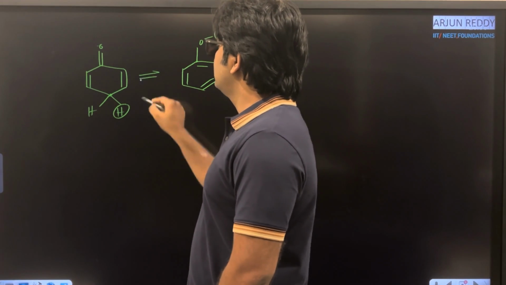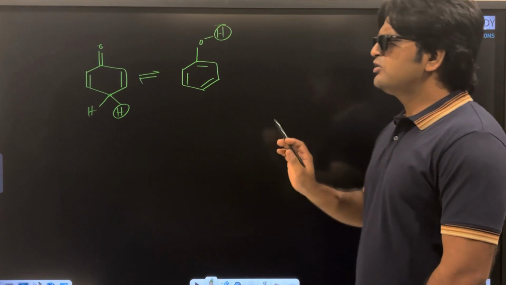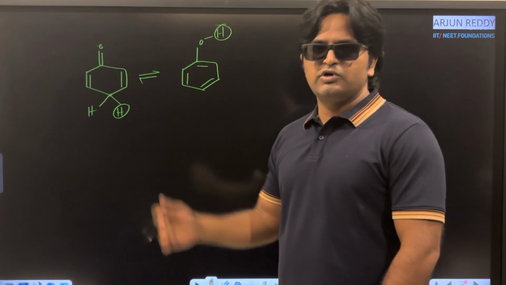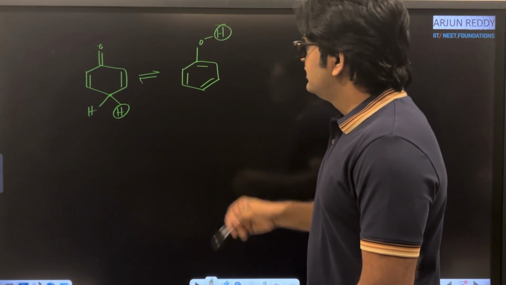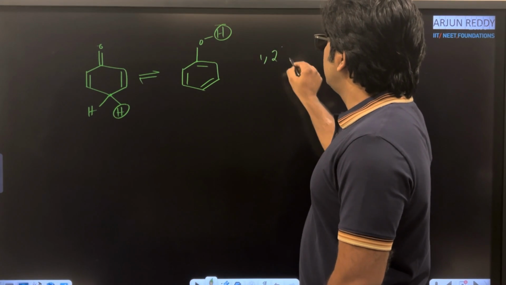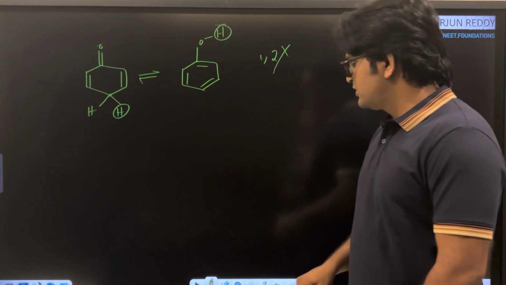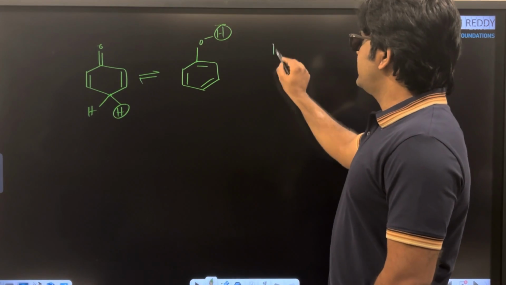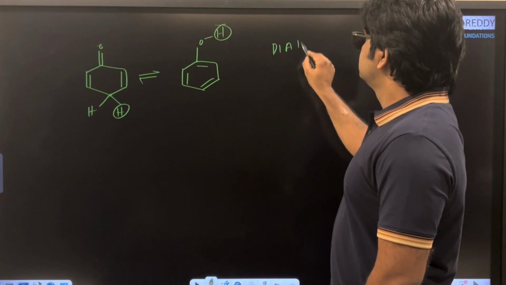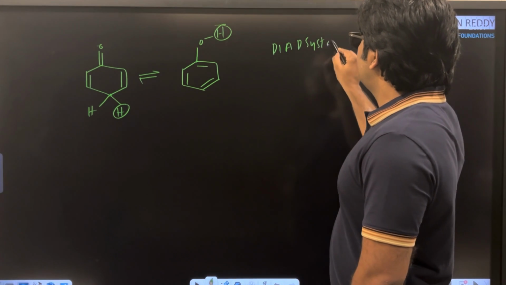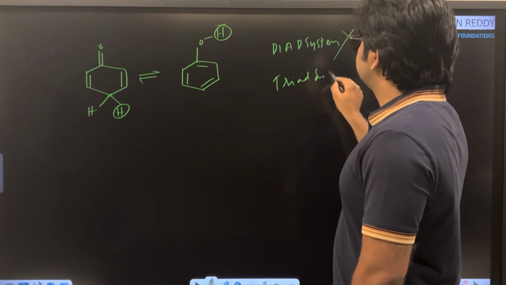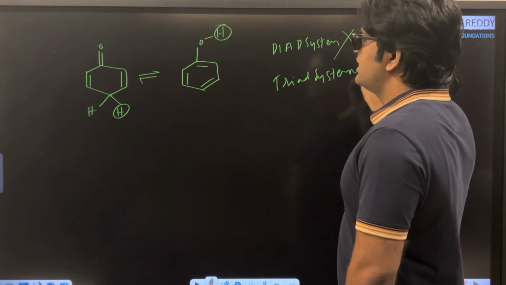Again, these two are in equilibrium, right? I am not going to write the equilibrium constant value. Just observe the transfer of proton or movement of proton, right? Here, this is not the 1-2 system. That is not the diad system. Simply I am writing diad and triad systems. Is it a diad system? This is not the diad system, and this is not the triad system.